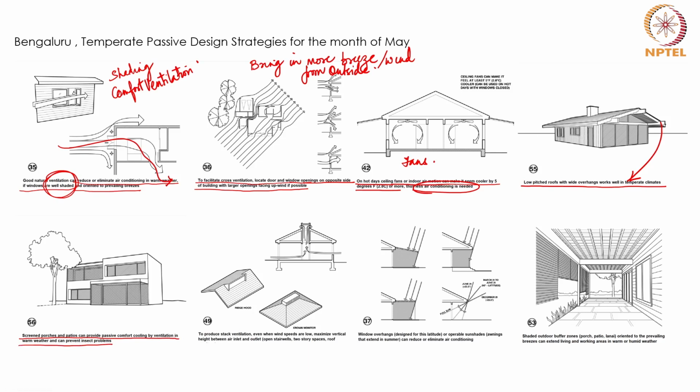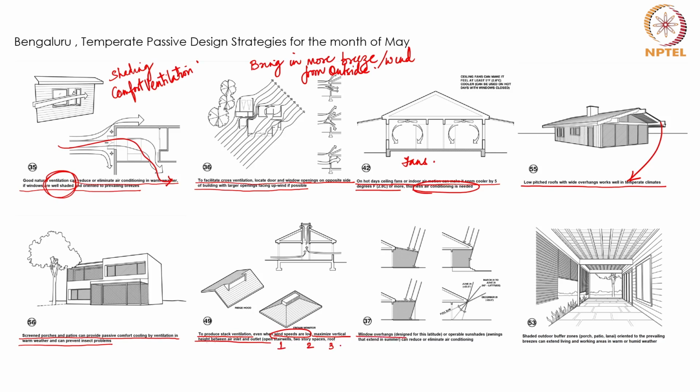Besides, in order to enhance stack ventilation, even with low wind speed, we can maximize vertical height between air inlet and outlet by means of stairwells, double-storied spaces, attic spaces, roof, etc.